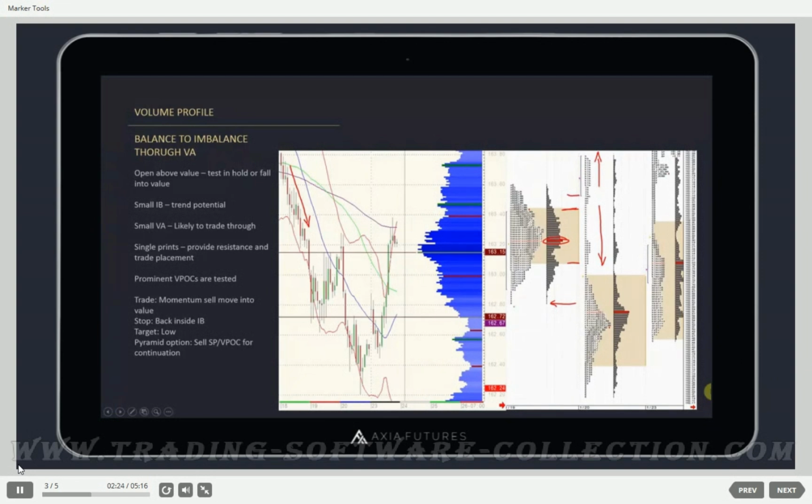Additional trades to be looking for. As I said, prominent VPOCs attract price back. And what we get is the first move down actually hits the bottom of value. We then get a bounce to the prominent VPOC and also the top of single prints as well. That gives you an opportunity to sell if you've not got on the first move. If you have, it gives you an opportunity to pyramid, and still you're looking for this low.